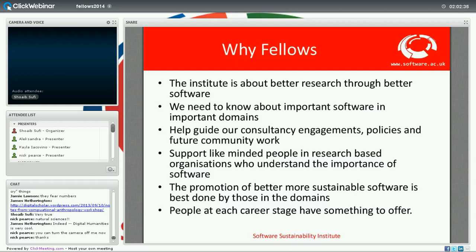So the aim is to really support like-minded people in research organisations who understand the importance of software. Not just that they understand the importance of software, but they want to promote more sustainable software practice, either in their own domains or in their own institutes as well. And we believe that people at different career stages have something to offer.